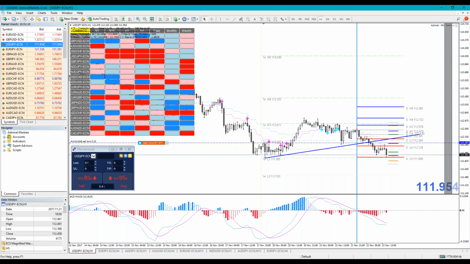And here, you see I'm basically using the tool. It's called Admiral Markets Mini Terminal. It is very easy to use. It is very convenient.